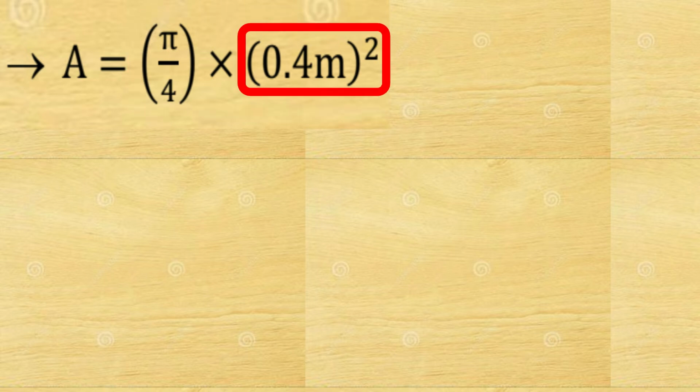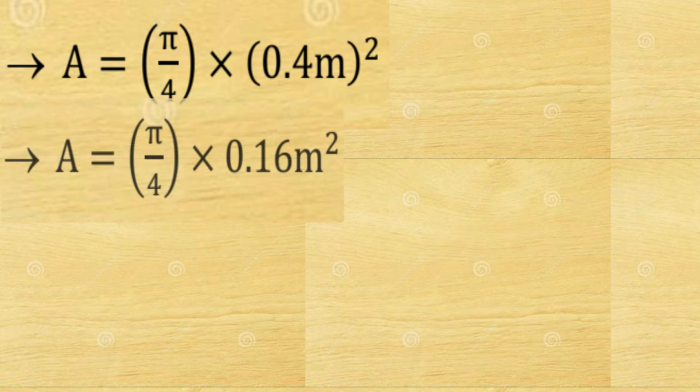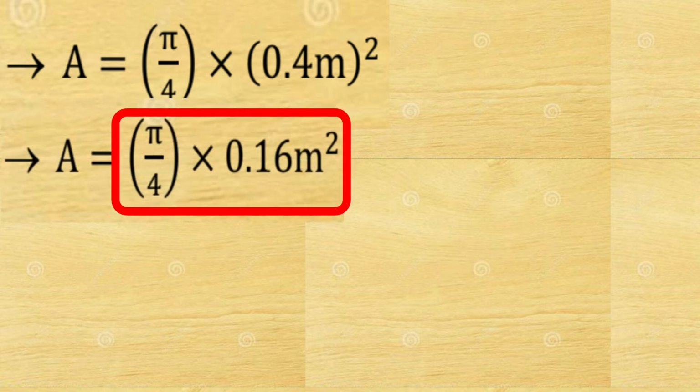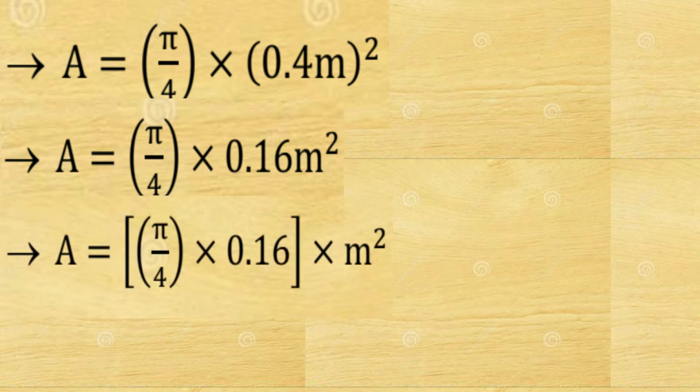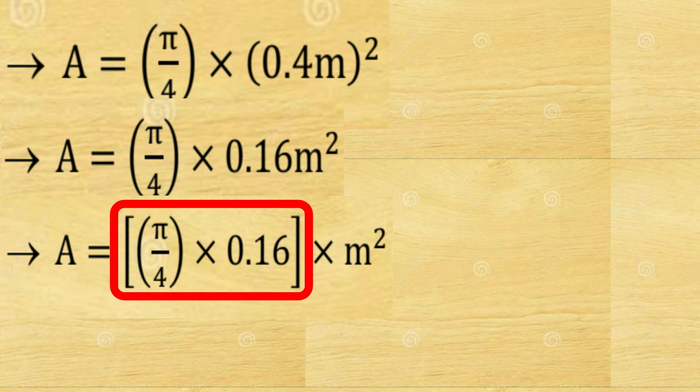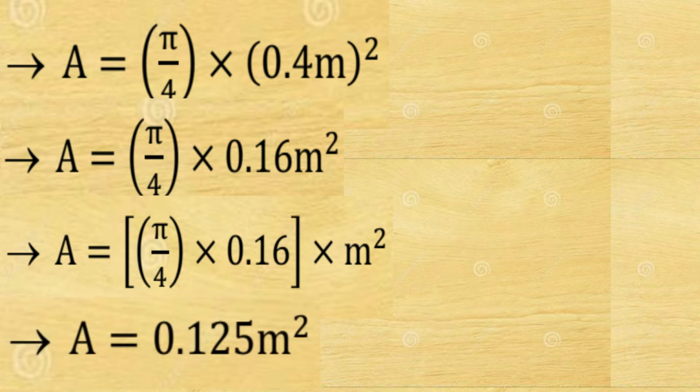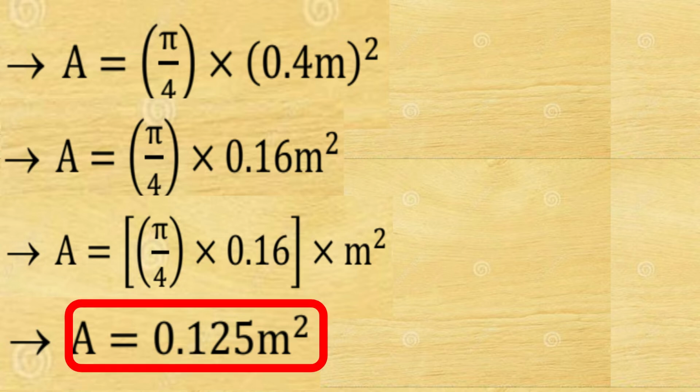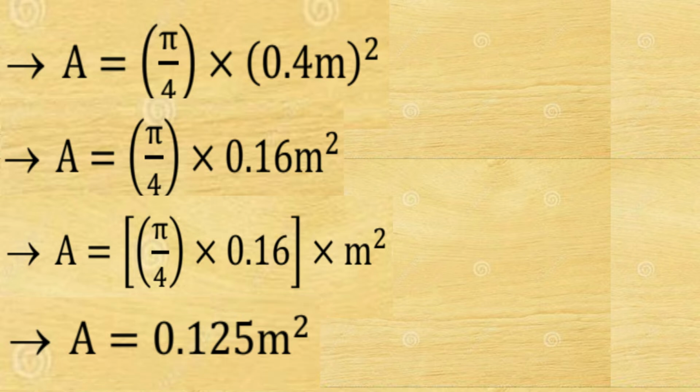So in this RHS, 0.4 meter whole square is 0.16 meter square. So the next step will be A is equal to pi by 4 into 0.16 meter square. Now in this RHS, we will split the numerical terms and SI units. So the next step will be A is equal to pi by 4 into 0.16 into meter square. So here pi by 4 into 0.16 is 0.125. So the next step will be A is equal to 0.125 meter square. So we have found the value of area of pipe. Now we will find the value of volume of air.